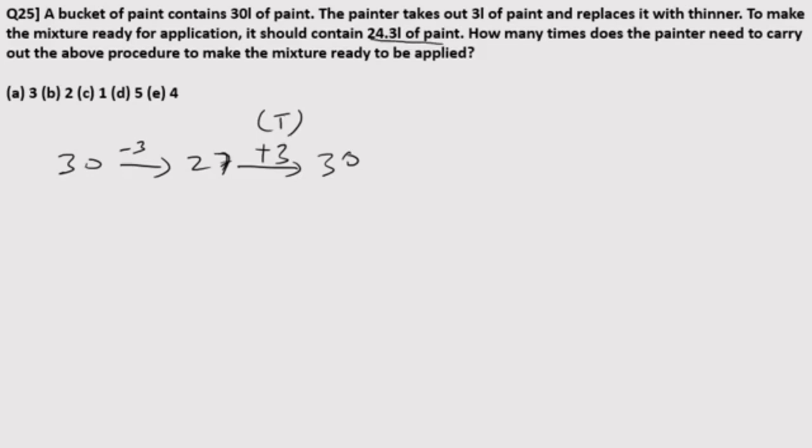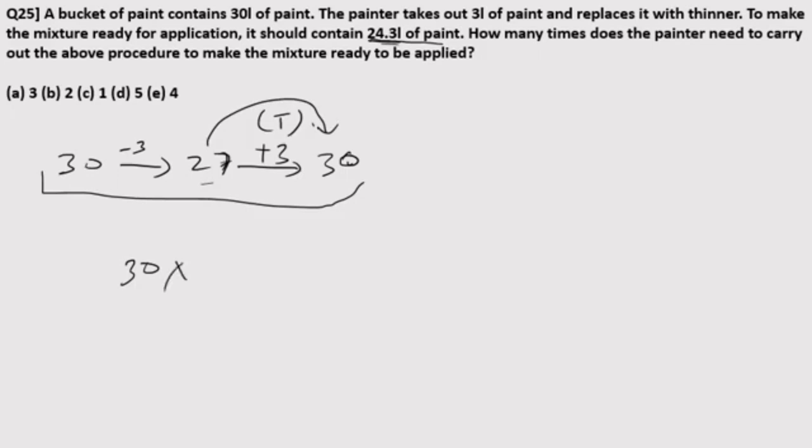Okay, how many times does the painter need to carry out the above procedure, means removing 3 liters of paint and adding 3 liters of thinner? This is one procedure. So how many times such procedure needs to be done so that paint remains only 24.3 liters? So it's very simple. Initially everything was paint, means 30 liters of paint. Now when I remove something, ratio does not change. When I add something, the ratio will change. I have discussed this in details in the removal replacement lectures.